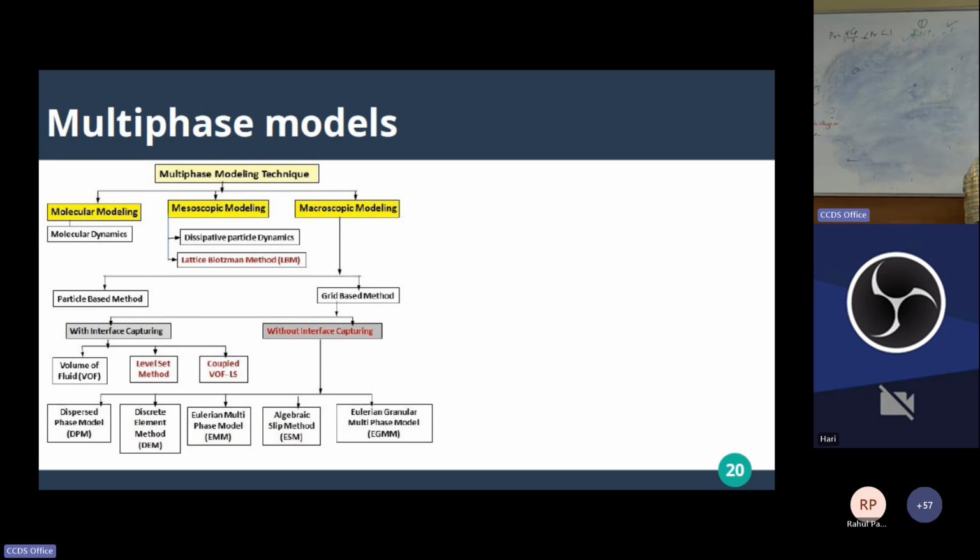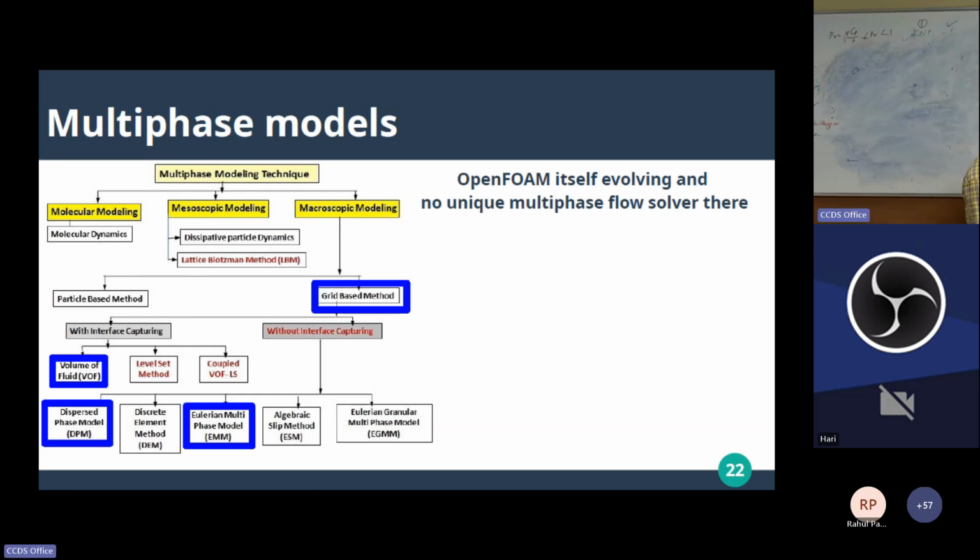And what we are going to look at in OpenFOAM, because there is no unique strategy, is grid-based techniques, especially volume of fluid based on interFOAM. Then something like the Eulerian multi-phase model, two-phase Euler, multi-phase Euler kind of thing. And something involving particles purely, particles coupled with a flow. These are the solvers we are going to look at.